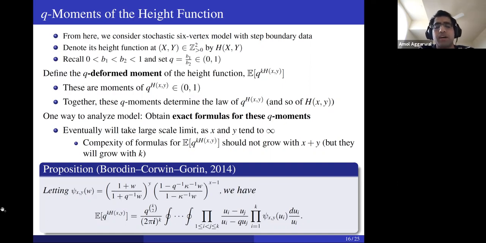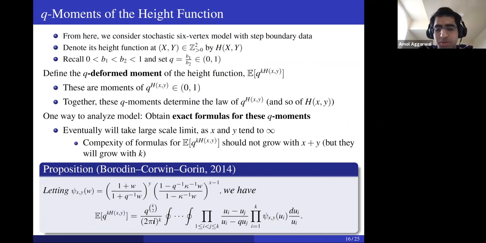And the statement is that this q moment, this expectation of q to the k times h of x, y, is equal to some prefactor times some k-fold contour integral. So there are k integrals here, where k is the level of this moment, times some cross factor, u_i minus u_j over u_i minus q u_j, times the product of these psi's, over u_i du_i. So this is an explicit contour integral for this moment.